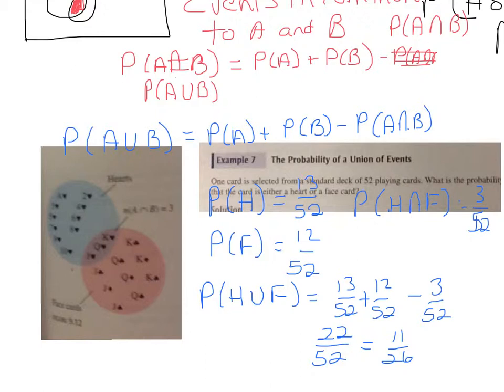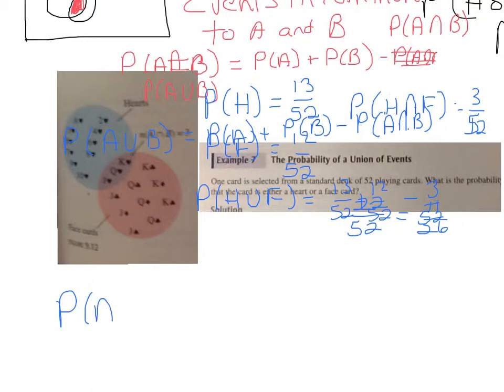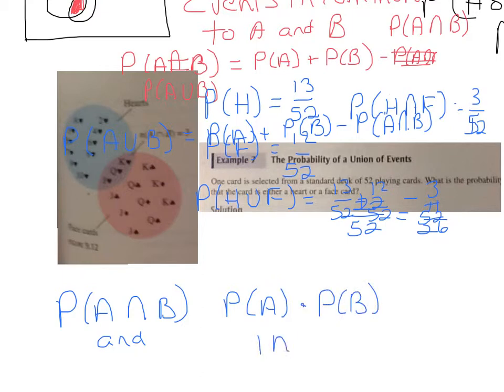Where did you get the 3 out of 52? Let me do a quick correction. The probability of A and B means they have something in common. If these are independent events, it's the probability of A times the probability of B. This is for independent events. They would have nothing in common here.